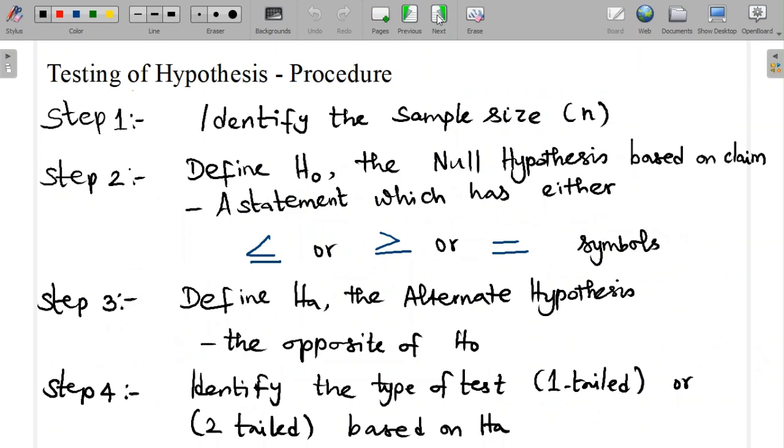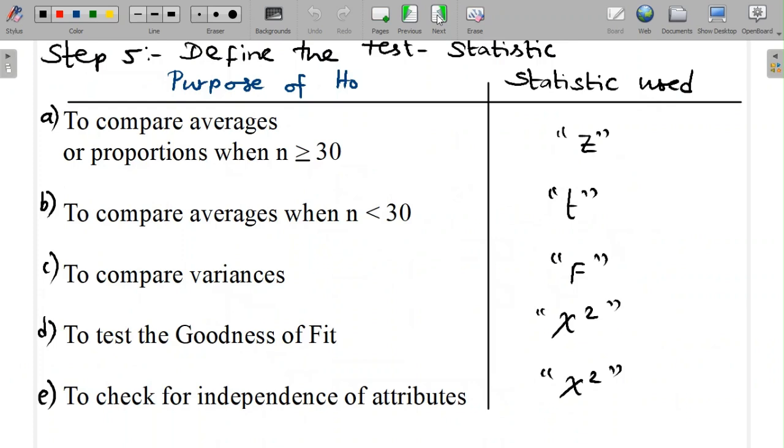And the next step will be to identify whether we're using the one-tailed test or a two-tailed test based on the nature of HA, the alternate hypothesis. And then we choose a test statistic depending on what the null hypothesis does, to compare averages or proportions. For a large sample, that is, when the sample size is at least 30 and we are comparing either averages or proportions, we use the Z test. If the sample size is less than 30 and we are still comparing averages, we use the T test.